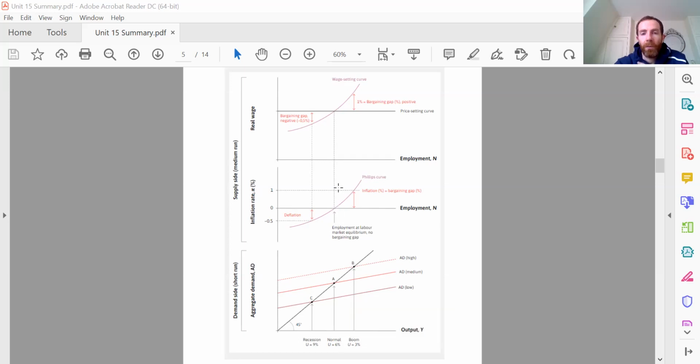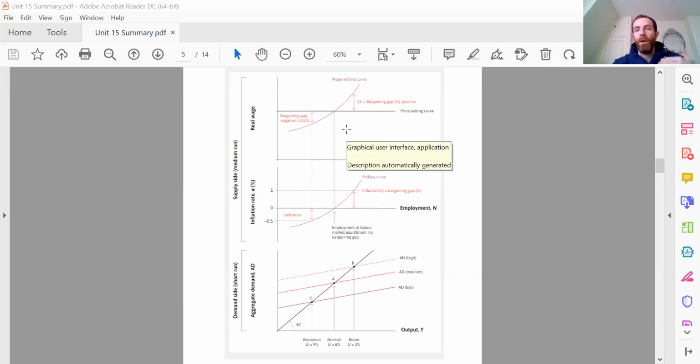And if we go up to our top diagram, what will that do? Well, if employment gets pushed higher, we can see that's going to create a bargaining gap, right? Because now at this higher level of employment, the wages demanded by workers are higher than the wages that firms are willing to pay. And we can see here in this example, that gives us a 1% bargaining gap.